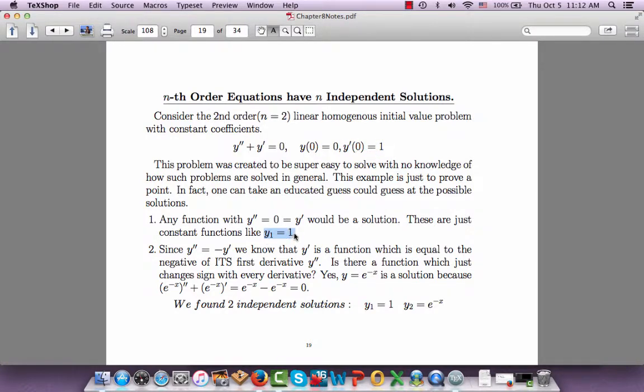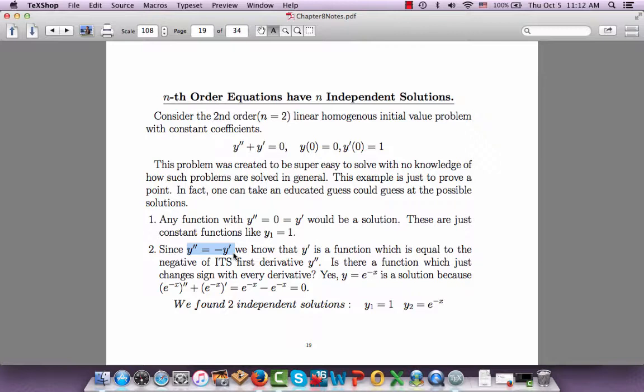So letting y1 be a constant function does satisfy our equation. We need to find another function that satisfies the equation. Just by observing what we're looking for, we're saying I want the second derivative to be equal to the negative of the first derivative. A second derivative is just the derivative of the first derivative. So our unknown is actually the derivative, y prime, and we want its derivative to be equal to the negative of itself.